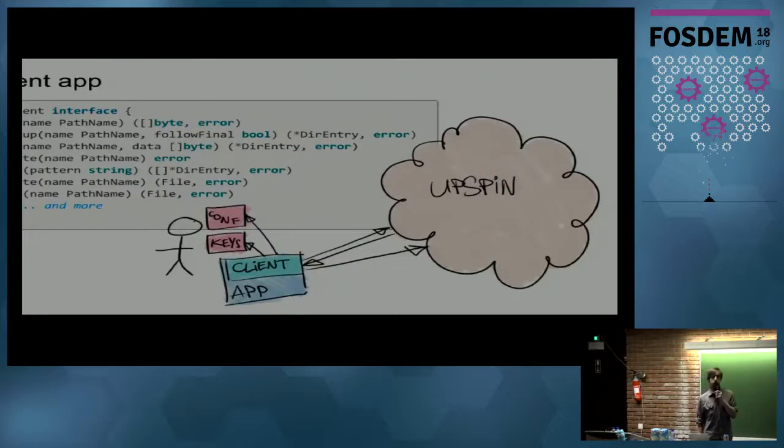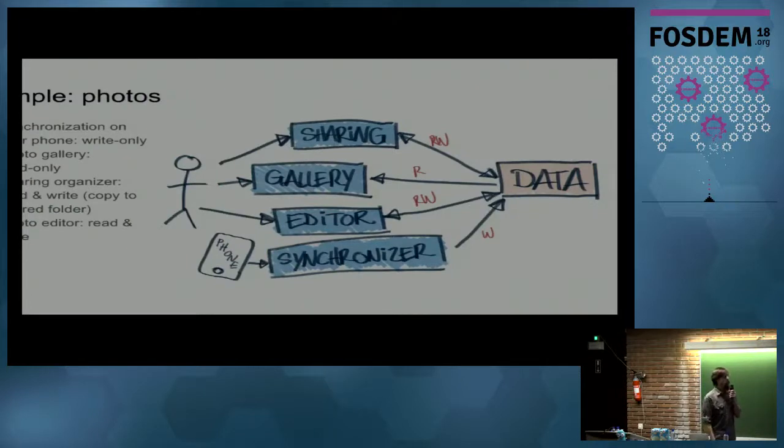It reads the config and key files that we created before, and it's the part of your app that will access Upspin. So for example, here are some ideas for clients: maybe something that synchronizes the photos that you have on your phone, which would be write-only into your Upspin data; maybe a photo gallery to see your files, a sharing organizer, and this kind of thing; and maybe a photo editor to do some little tweaks on your photos.